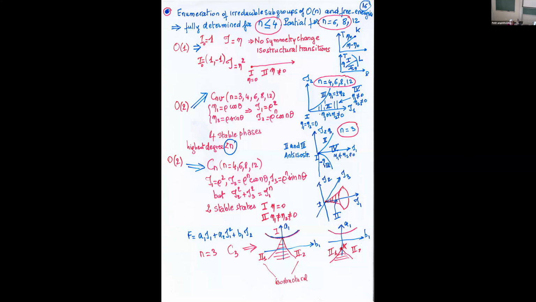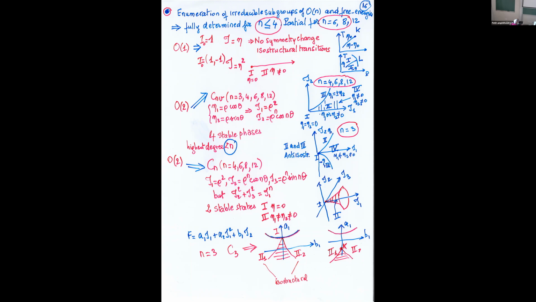Let us enumerate all the irreducible subgroups of O(n) and the free energies associated to these subgroups. Let me only say that this has been fully done for n smaller than or equal to 4, and it has been only partially done for n equals 6, 8, or 12. So there is something that you can do, which is to do it for 6. The work is not finished. The subgroups of O(6), O(8), O(12), and so on.